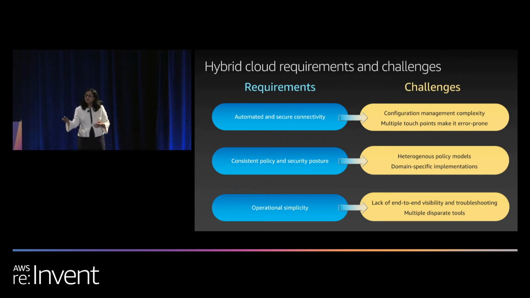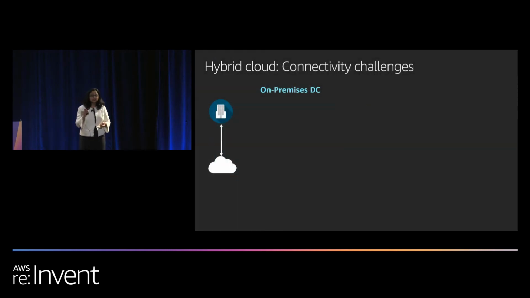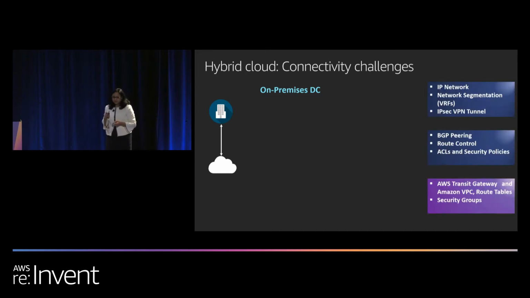And then there are the challenges that come along with it. I want to still stress upon these challenges a little bit more, because the key to the framework and the solution we are talking about is in you understanding these challenges. So now let's just imagine you have a single on-prem data center. You're connecting it to a single cloud region in AWS.